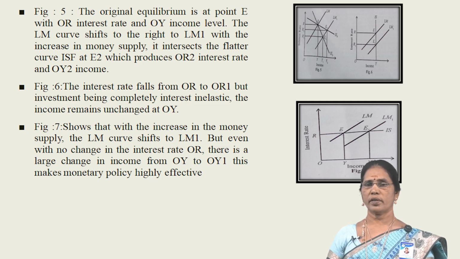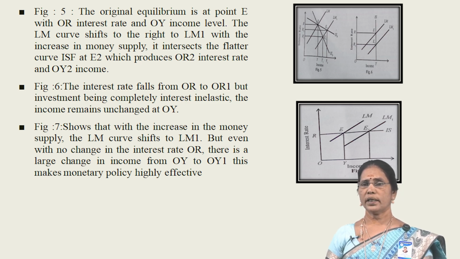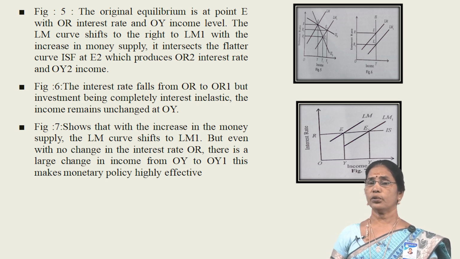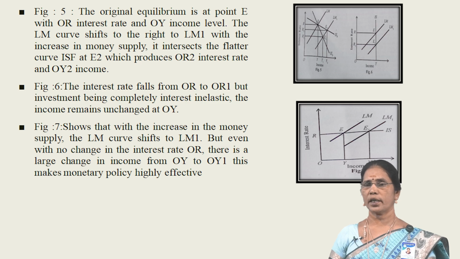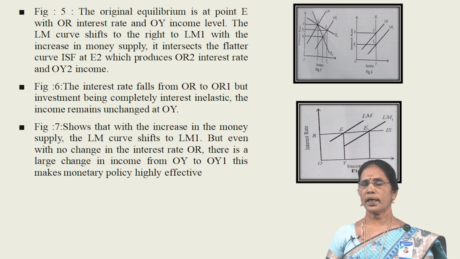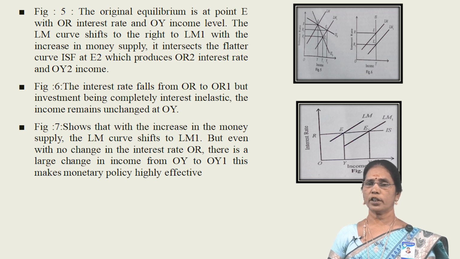at OY level. This shows that with the increase in money supply, the LM curve shifted to LM1, but even with no change in the interest rate OR, there is a large change in income from OY to OY1. This makes monetary policy highly effective.